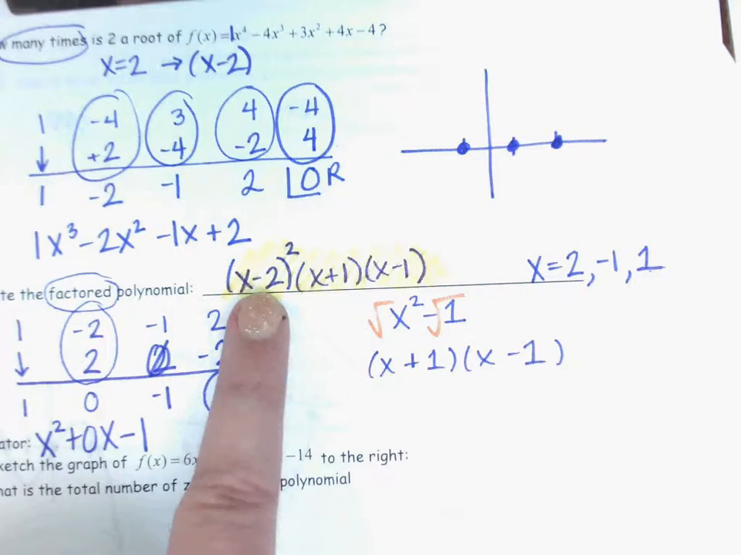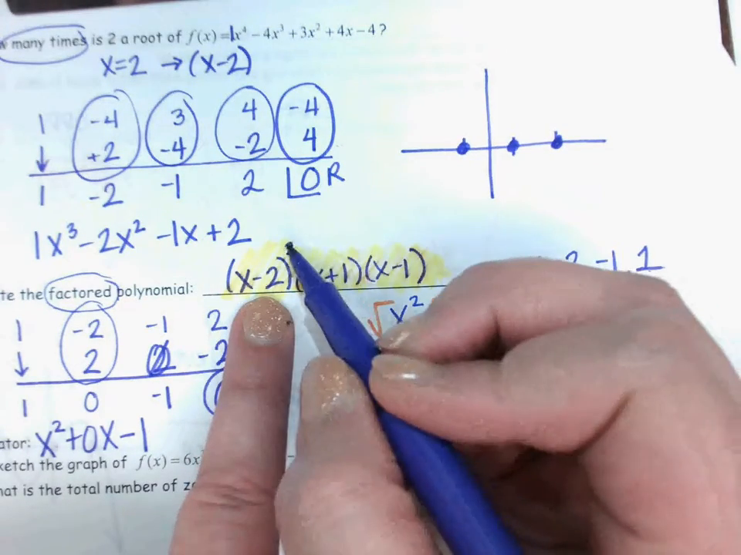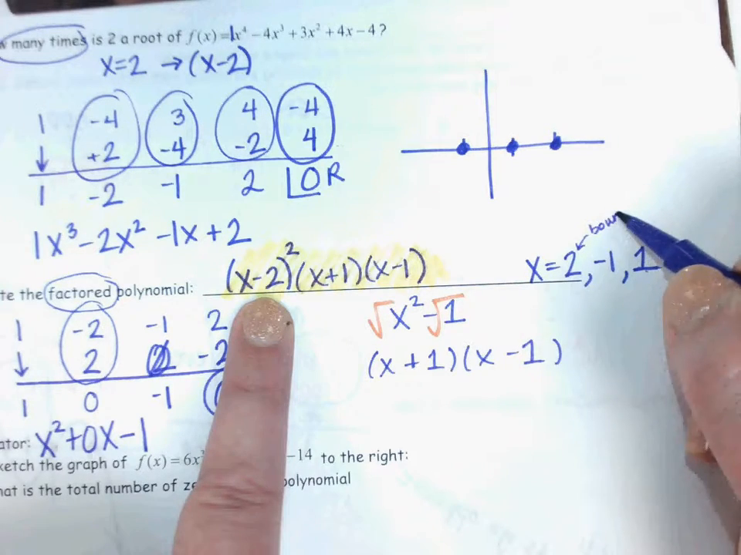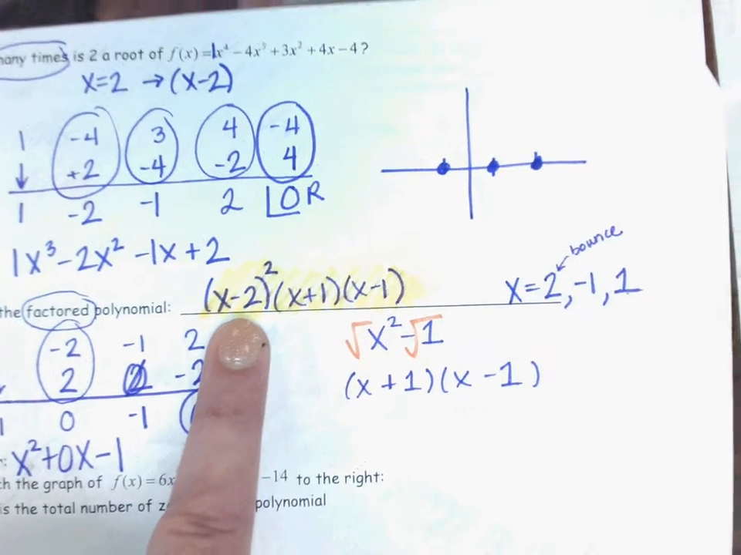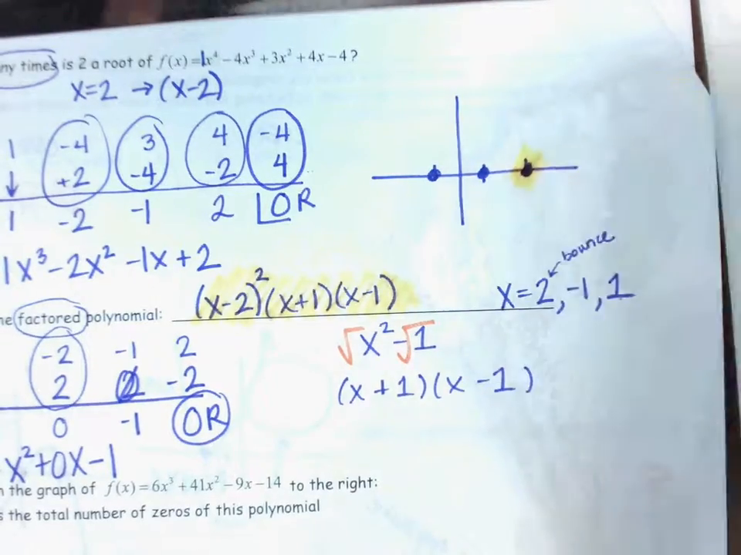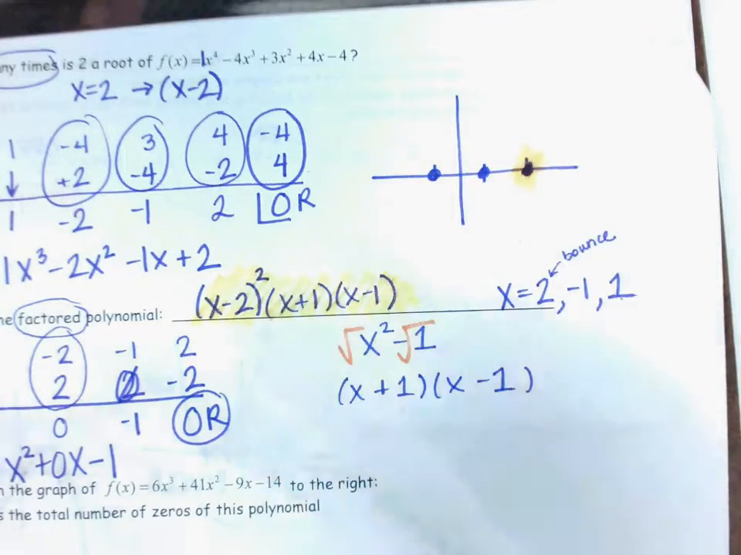Remember, the double is this one because of the squared. So this one is going to be a bounce, and I'll show you what that looks like on the graph. Okay, so first, it should have been at positive 2, which is here. So this one is going to be my bounce.